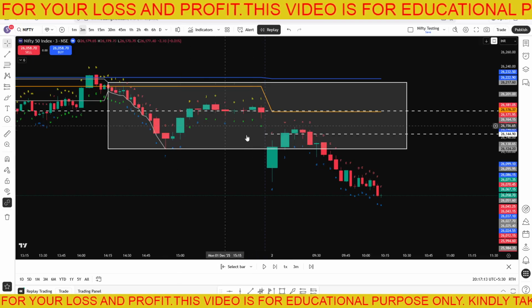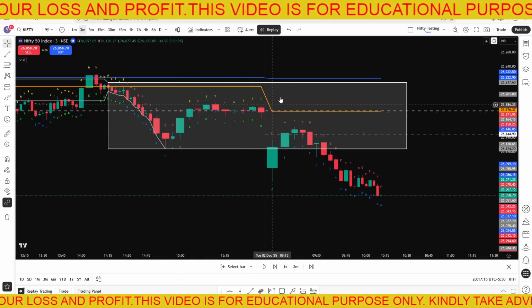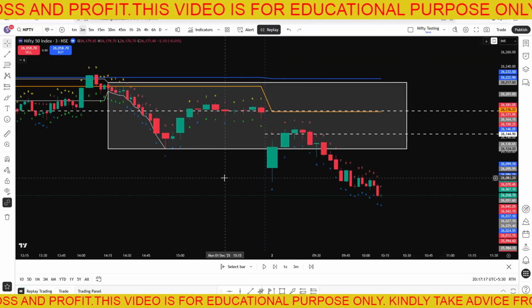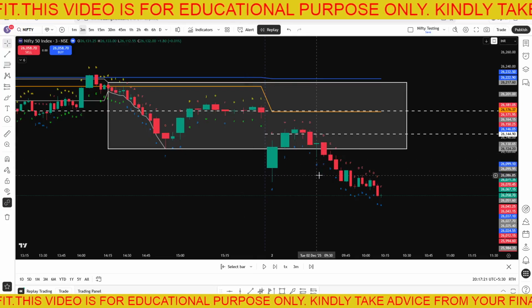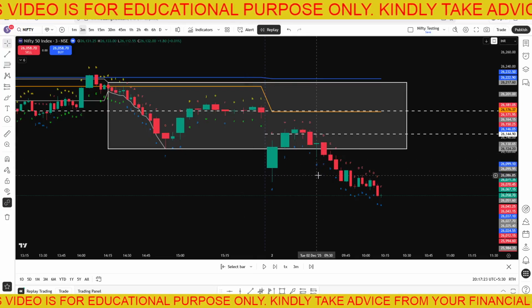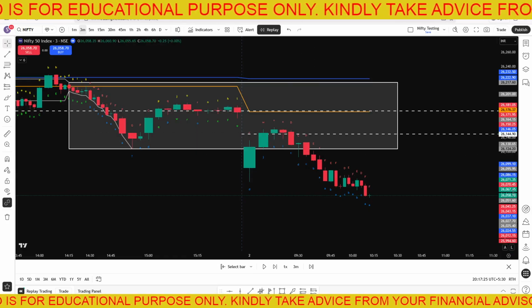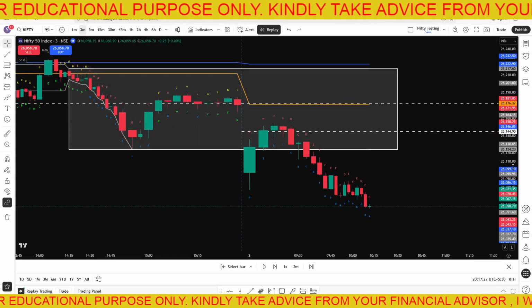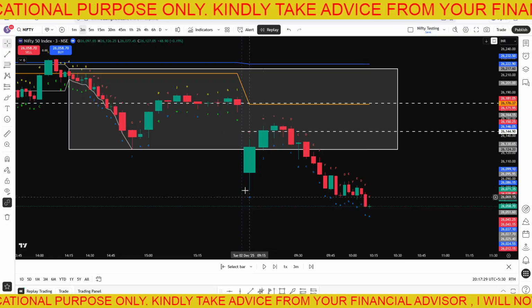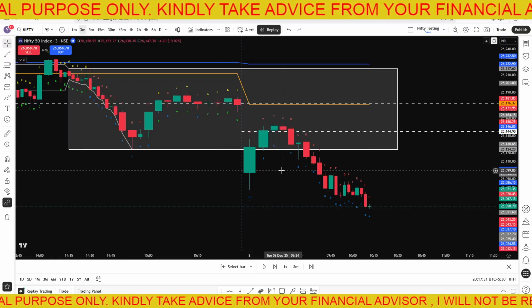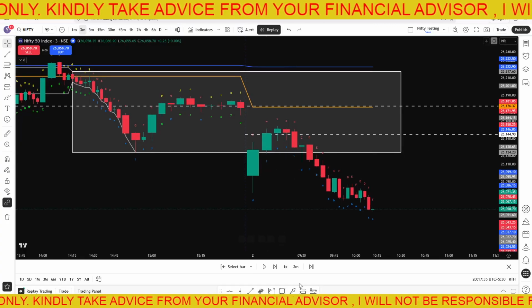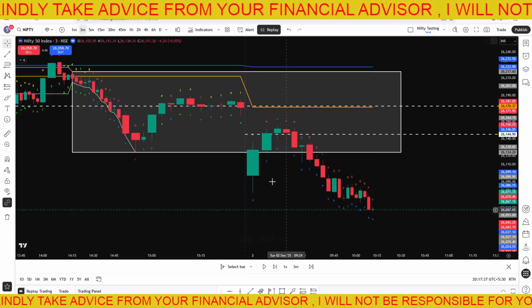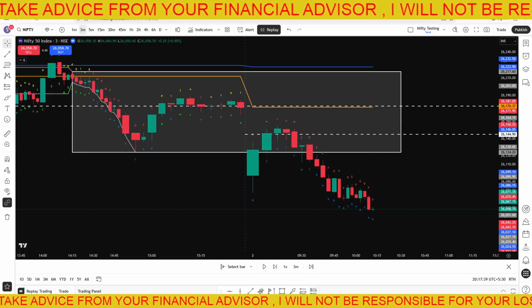Okay, price is below POC, below pivots, and at the lower side of the zone. I would say, okay. So in this case, yeah, we definitely will go short as per all the conditions.